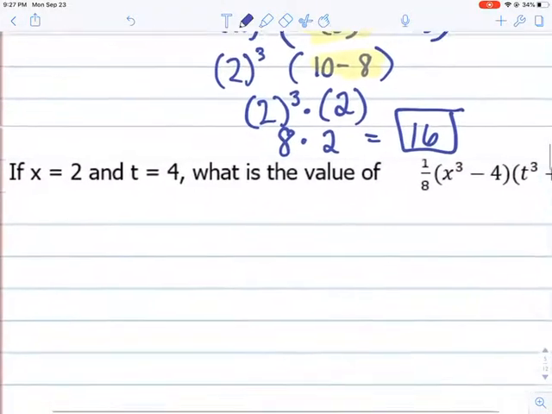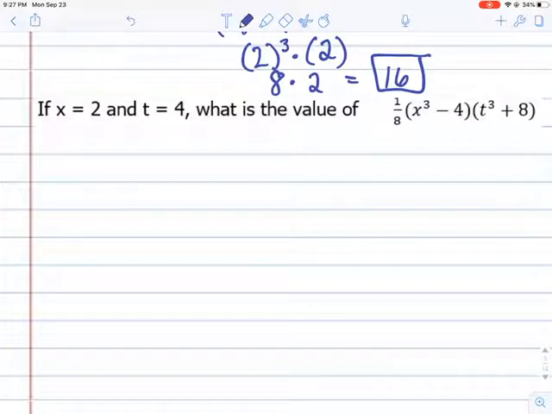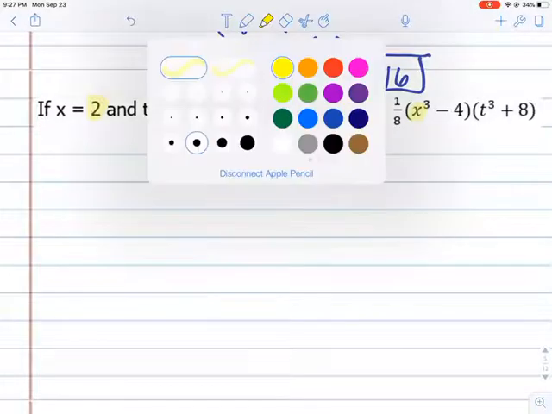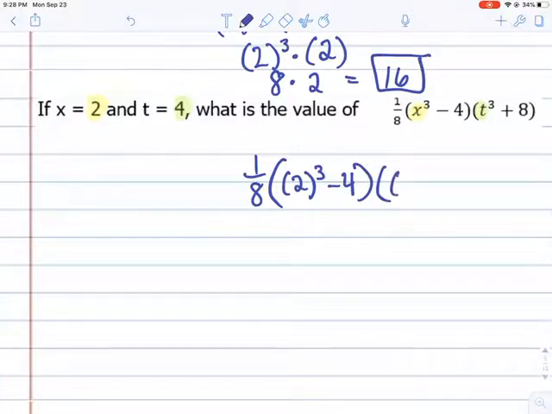All right. Let's do 2 more with you. So this problem involves some fractions, but just the 1/8, and I'll show you an easier way of dealing with that versus converting the 1/8 into 0.125. So we're going to substitute the 2 in here, and then the 4 is going into the t. Everything else we're just bringing down, 1/8, and then x to the third, so that'd be 2 to the third minus 4, and then times 4 to the third plus 8.